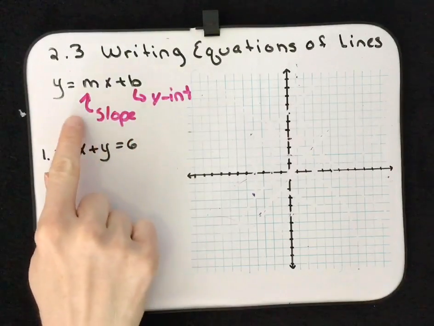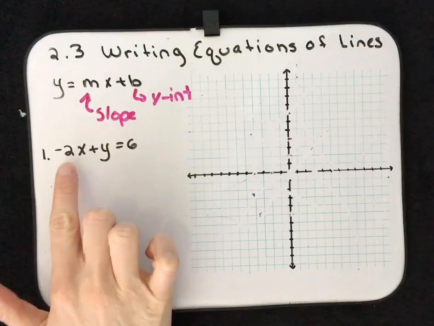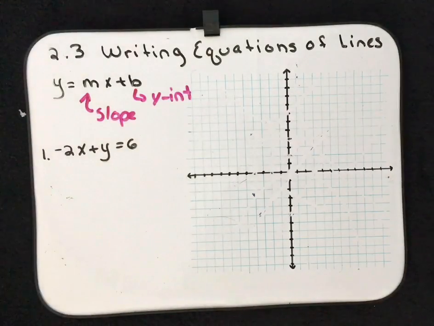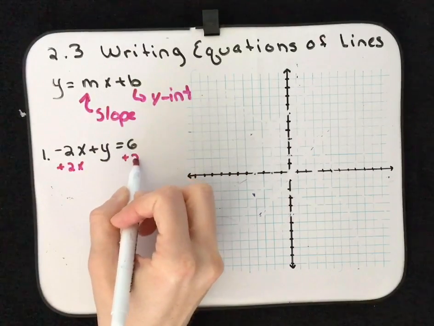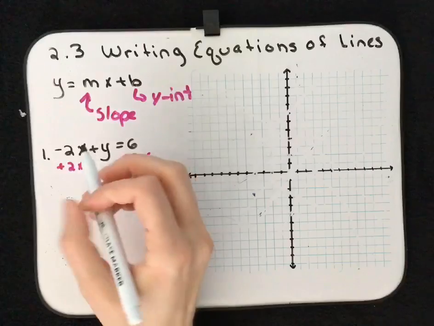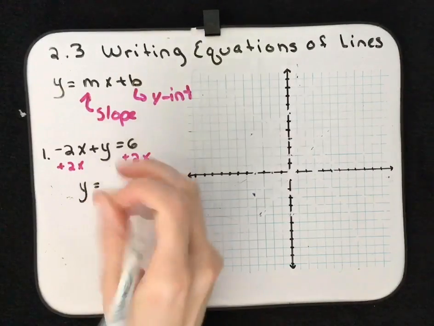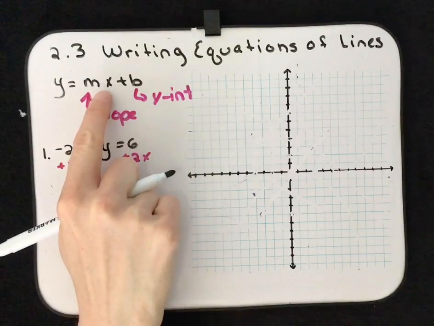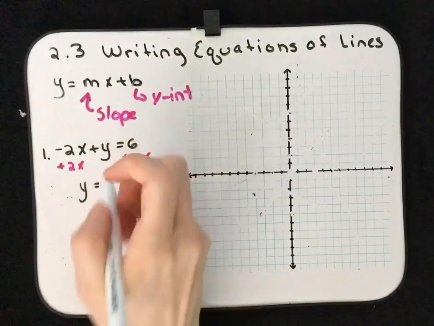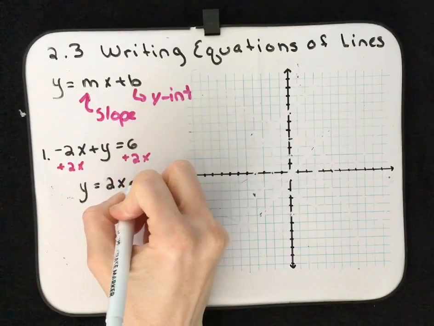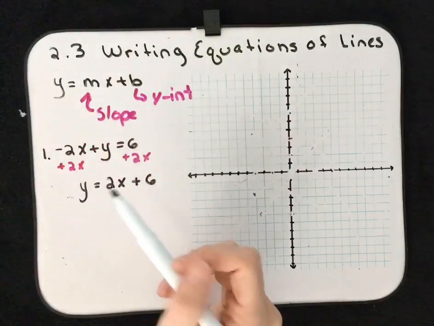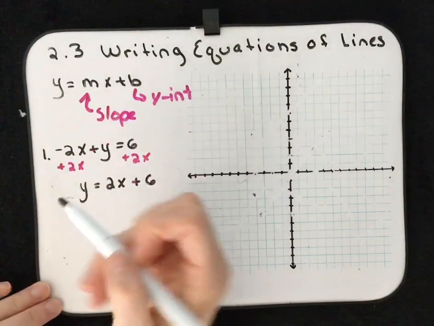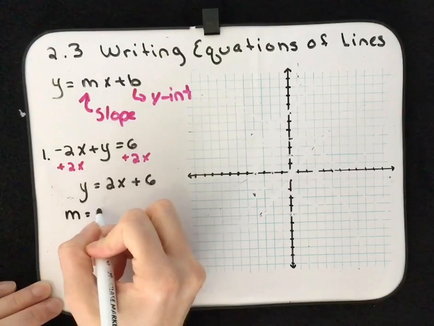To put this into slope-intercept form, we need to move our 2x to the other side. We can do that by adding 2x. This gives us y equals, the x term comes first, and then the constant term. So let's go ahead and put the 2x first. Comparing this to this, the 2 takes the place of the m. So in this equation, our slope is 2.